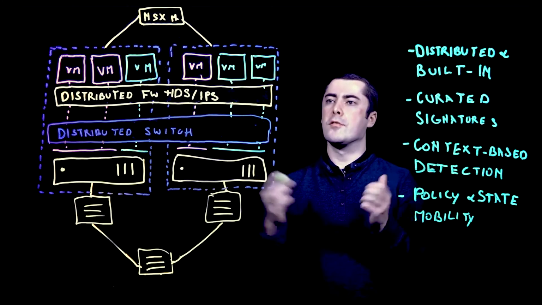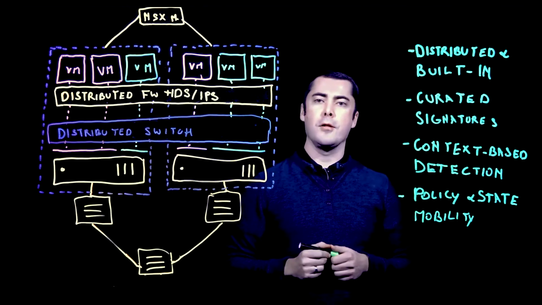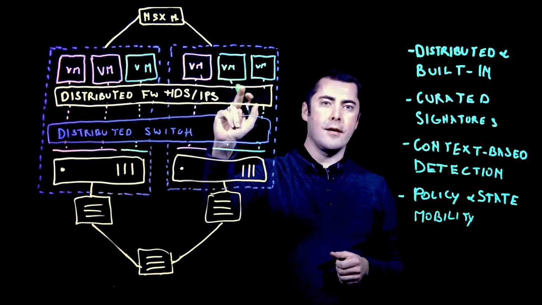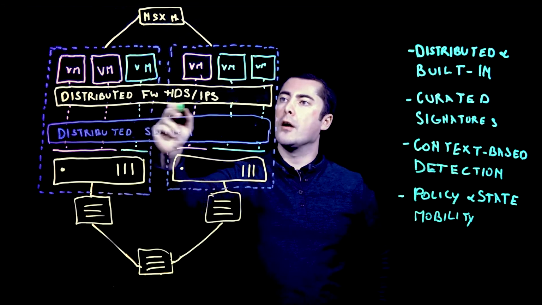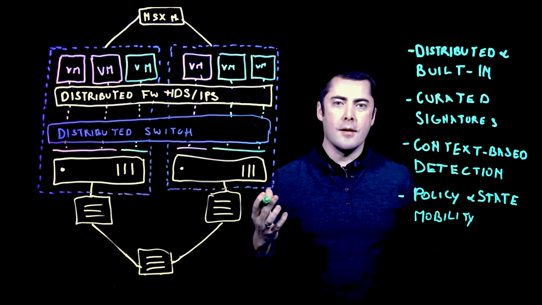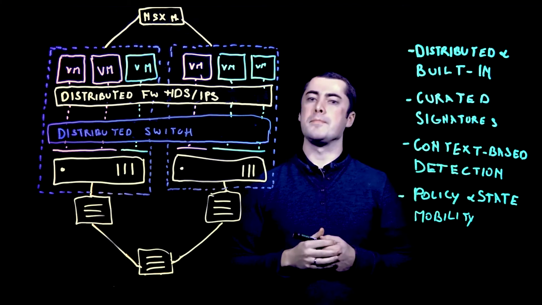So, because of this distributed architecture, this also means that we don't have to hairpin traffic to any physical appliance. The IDS IPS is applied to any vNIC of any workload, regardless if this workload here is talking to another workload that is connected on the same switch or a different switch. We always apply intrusion detection and prevention thanks to our distributed architecture.